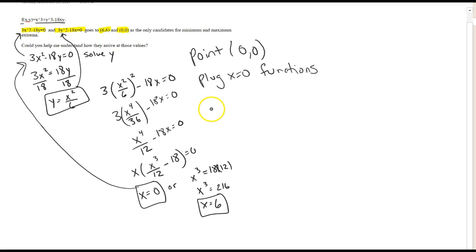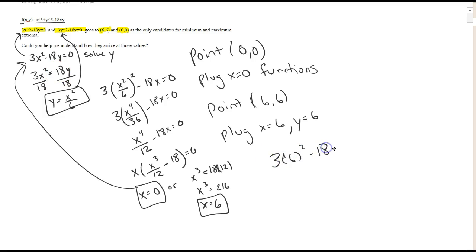And then the point, in this case, 6, 6. If you plug in x equals 6, then y has to equal 6. So 6 squared minus 18y equals 0. If x is 6, then y ends up having to be 6.